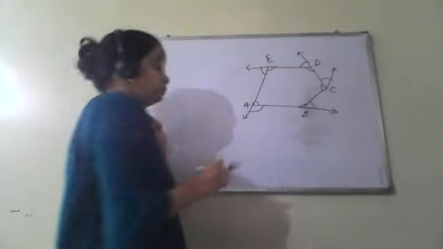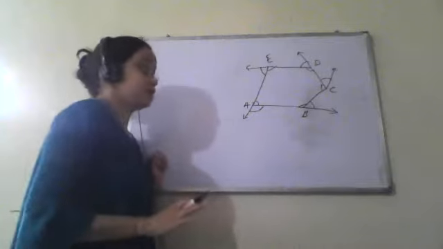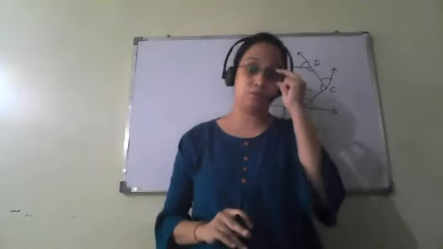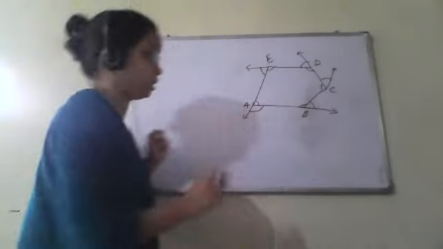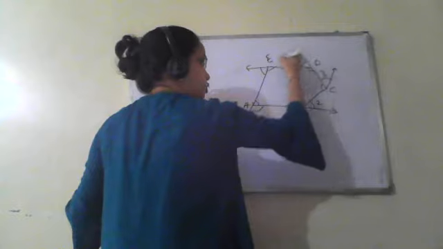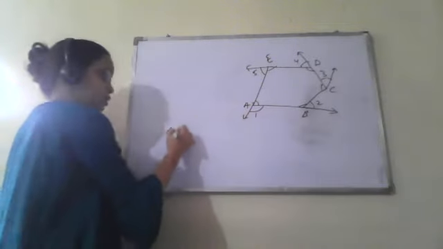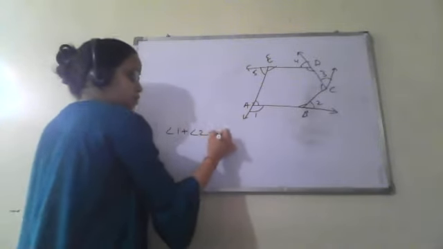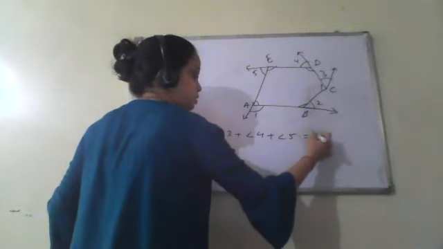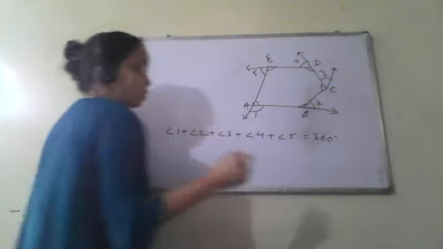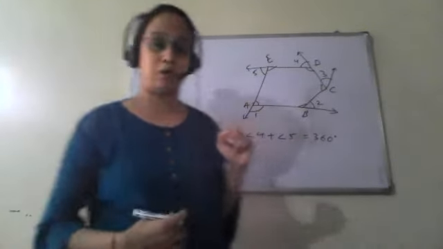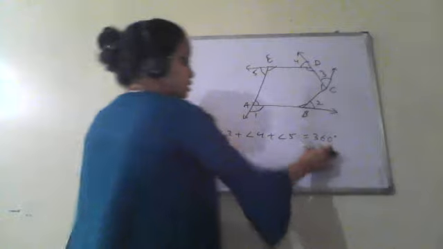Now, the sum of the exterior angles of any polygon, with any number of sides, will always be equal to 360 degrees. So if I term these angles as 1, 2, 3, 4, 5, then angle 1 plus angle 2 plus angle 3 plus angle 4 plus angle 5 will be 360 degrees. It is irrespective of the number of sides of the polygon. It will always be equal to 360 degrees.